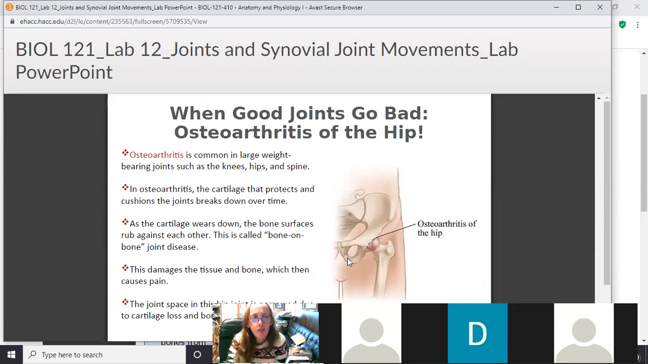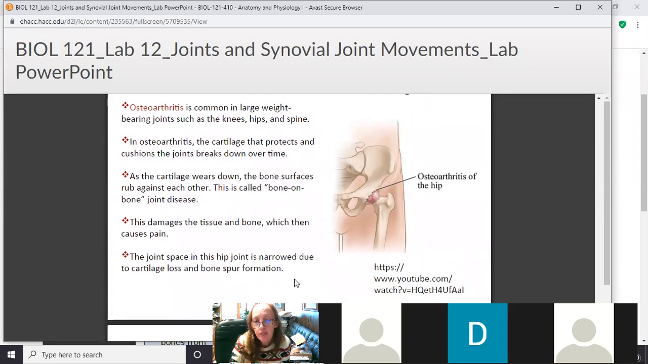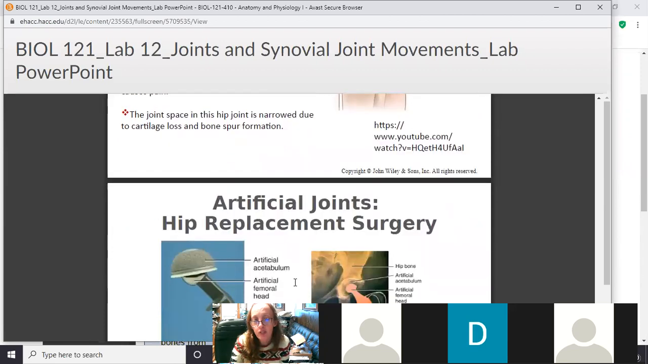Osteoarthritis is common in large weight bearing joints such as the knees, the hip, and the spine. The cartilage that protects and cushions the joints breaks down over time. As the cartilage wears down, the bone surfaces rub together. It's called bone-on-bone joint disease. It damages the tissue and bone, which then causes pain. The joint space in this hip joint is narrow due to cartilage loss and bone spur formation.